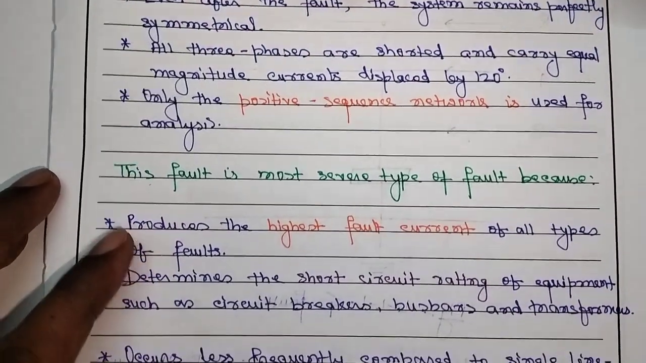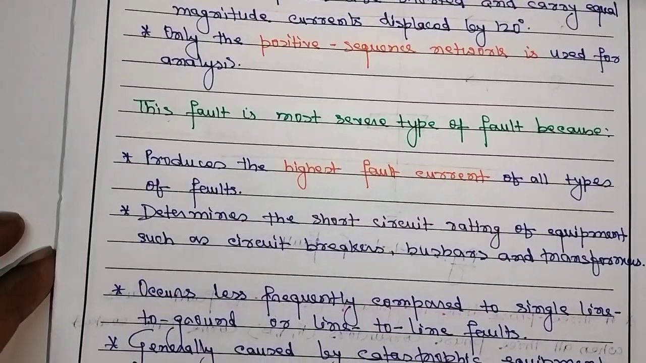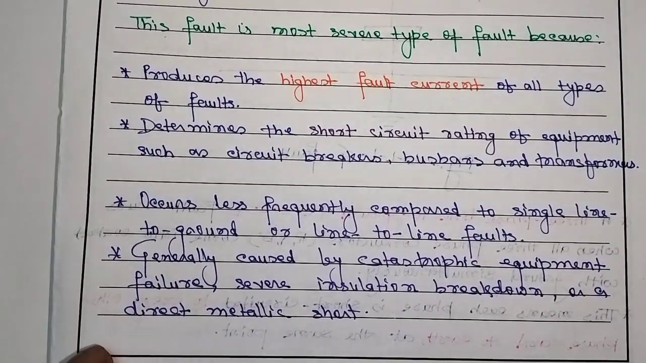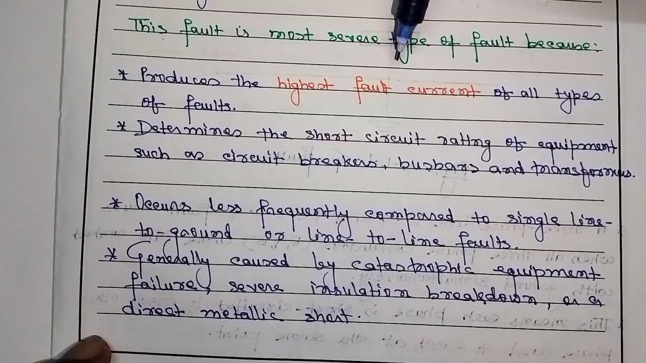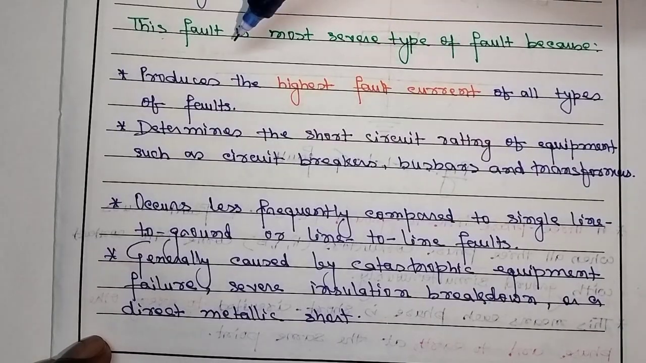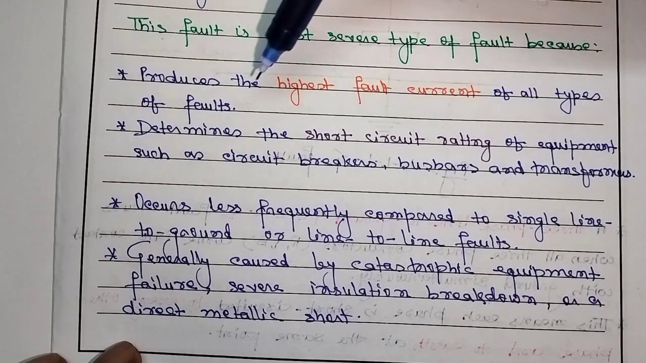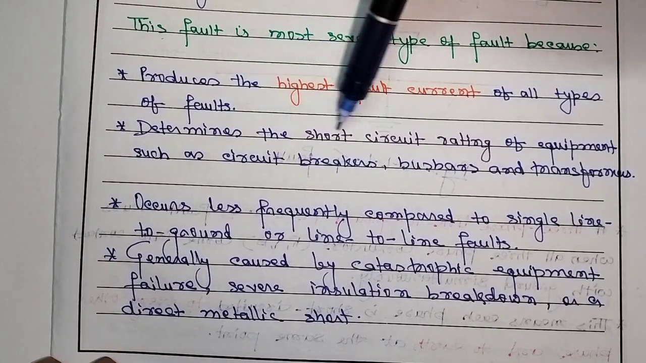Next, the fault is the most severe type because it produces the highest fault current of all the types of faults. It produces the highest current compared to any type of fault. Next, it determines the short circuit rating.